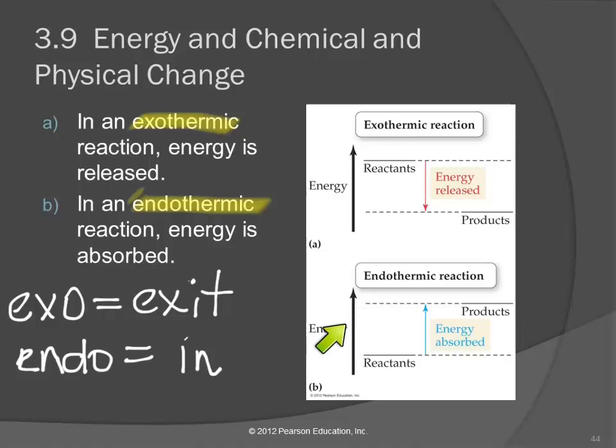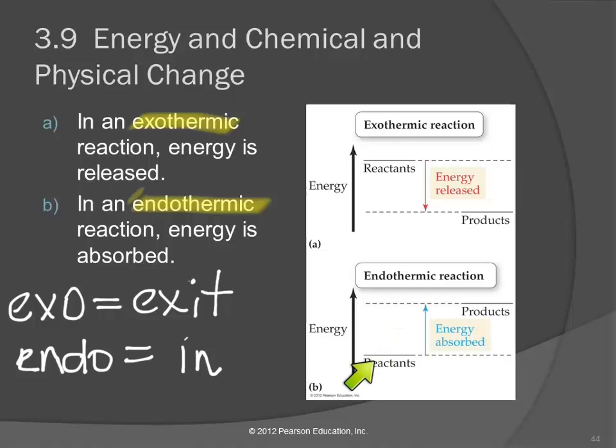So looking at the illustration here, again, we're graphing energy going up. Now the products have a higher energy than the reactants. The reactants had a low energy to start with. They absorbed some energy and got to this high energy state.